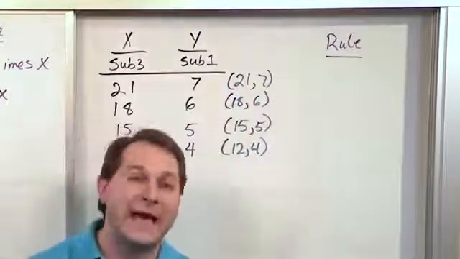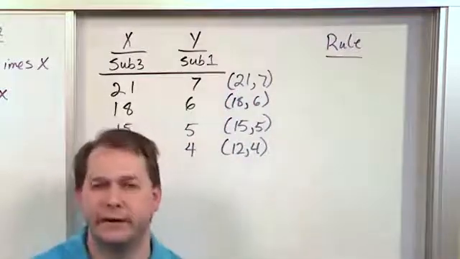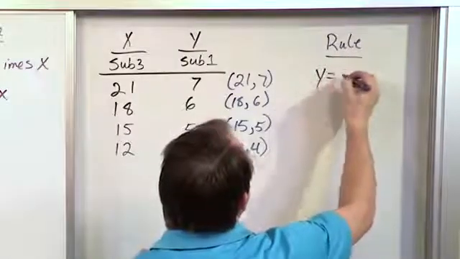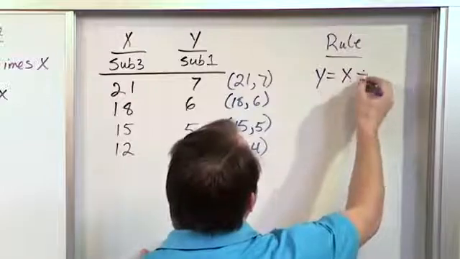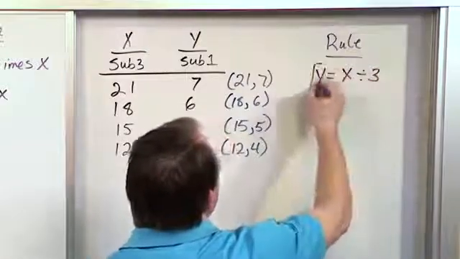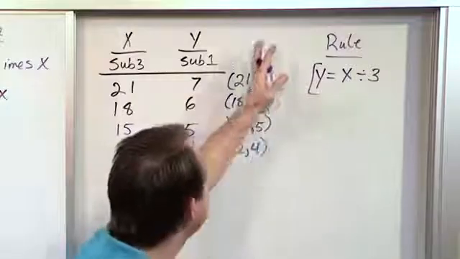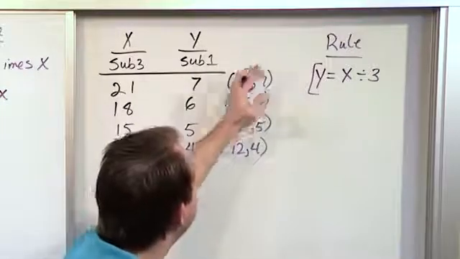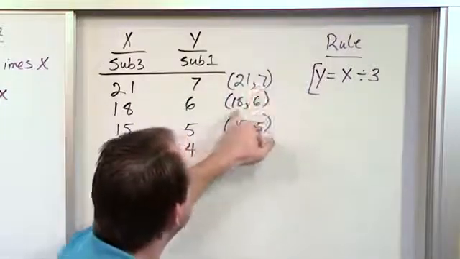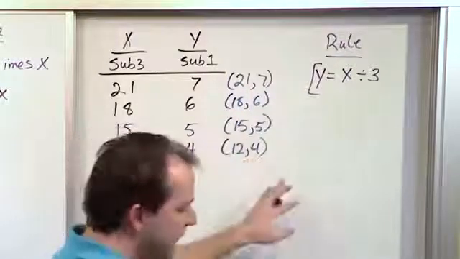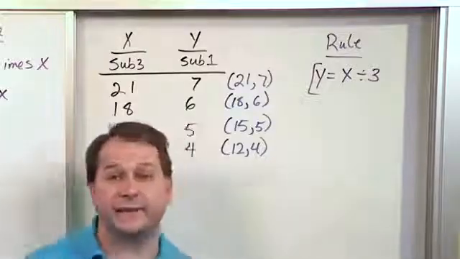So the x number, the first number, is always divided by 3. So the way you can do that is you can say that the y number is equal to whatever the x number is divided by 3. This is the rule that we're after, because it's telling us how to calculate y given any value of x. We just take the x number divided by 3, every time. So the rule that we have is x divided by 3.